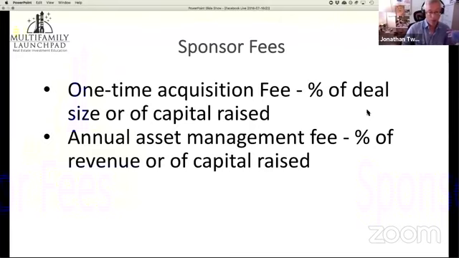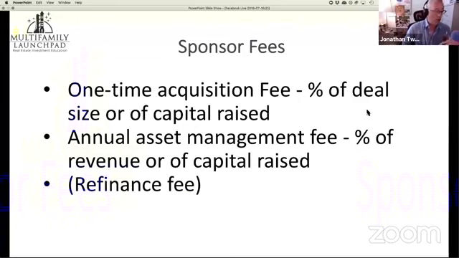And this compensates you for the work that you're doing, overseeing the deal on an ongoing basis. So this is usually a percentage of either the revenue. So in the same way that the property management company gets, say, 4% or 5% of the revenue, you might charge 1% of the revenue, or you can charge 1% of that initial capital raise. The theory being that you are safeguarding that capital. That's your job. So you get a percentage of the capital as your compensation.